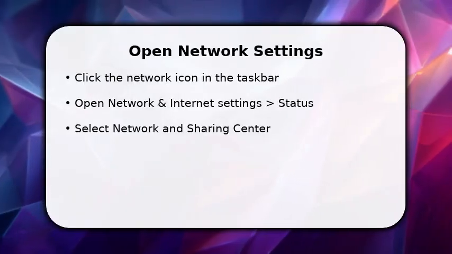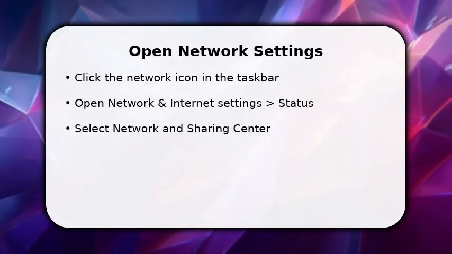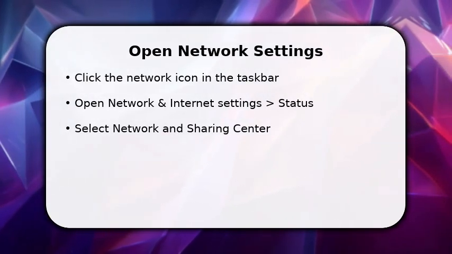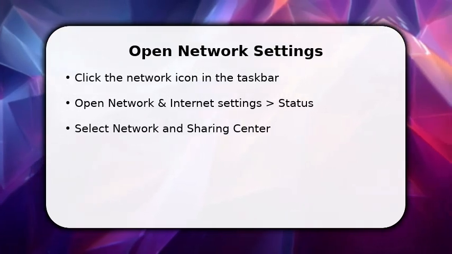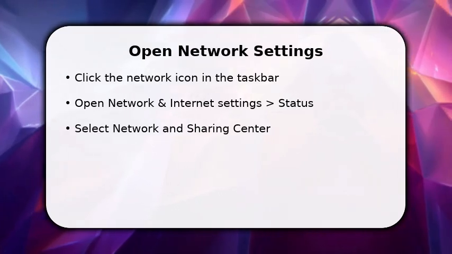You start by opening Network and Internet settings so you can reach the adapter details quickly. Click the network icon on the taskbar, choose Network and Internet, then go to Status. From Status, open Network and Sharing Center. This is where Windows lists active connections and adapters.